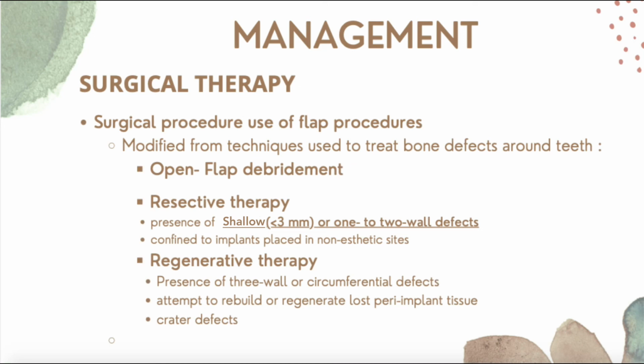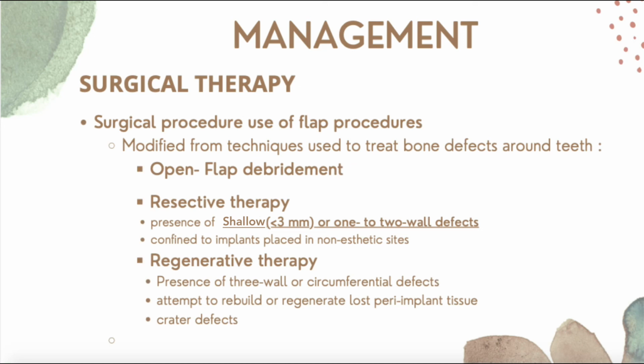Second, we have resective therapy, which is indicated with the presence of shallow defects, less than 3 mm, or 1 to 2 wall defects. This is also indicated for implants in non-aesthetic sites. And lastly, we have regenerative therapy, which is indicated for those with 3-wall or circumferential defects or crater defects, and this is done in an attempt to rebuild or regenerate lost peri-implant tissues. With these methods under surgical procedures, it's been reported that they have better results when compared with surgical debridement and surface decontamination alone.